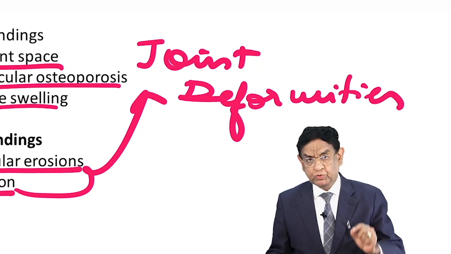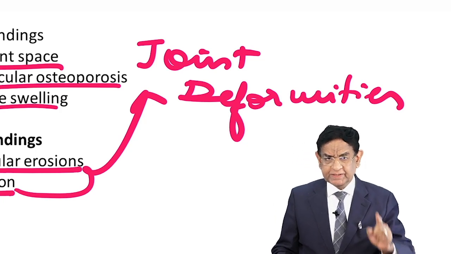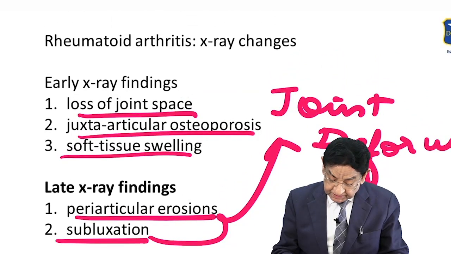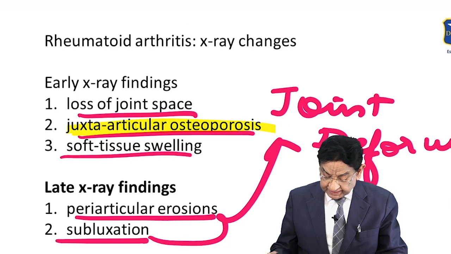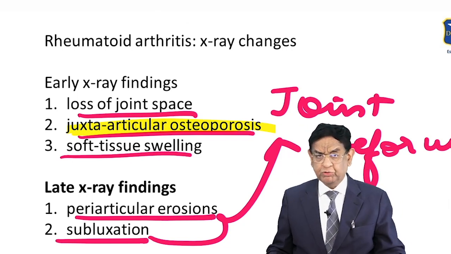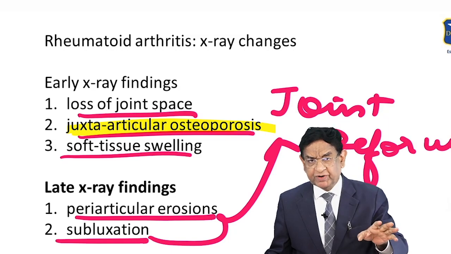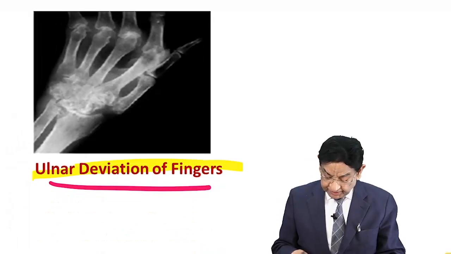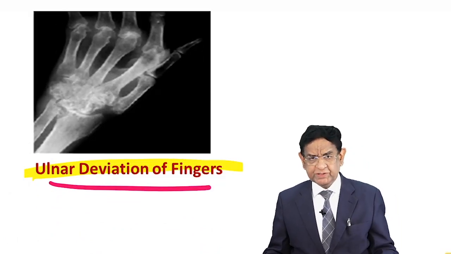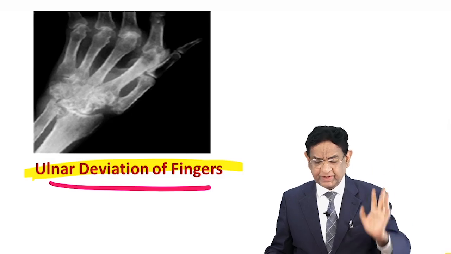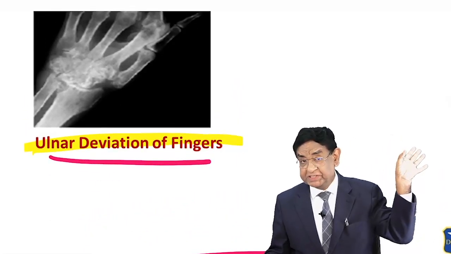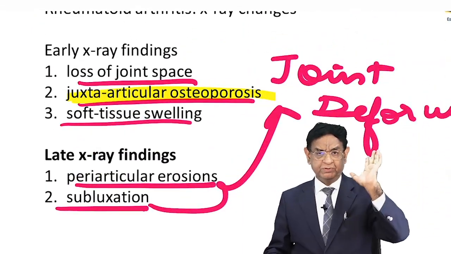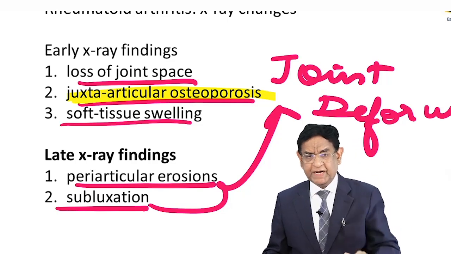Okay, so out of all the points, one thing you should not forget is this. This is the most important line: juxta-articular osteopenia or osteoporosis. And the second keyword which you cannot afford to forget is ulnar deviation of the finger. So if I have to advise you to remember only two things: ulnar deviation of the finger, which occurs in the very advanced stages, and in the early stages, juxta-articular osteoporosis. These two are the golden lines to be remembered.